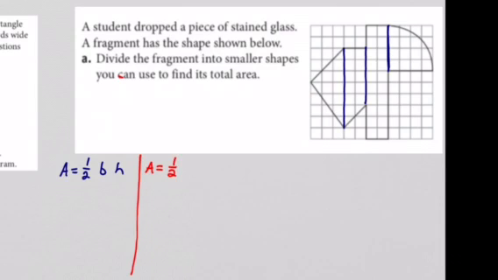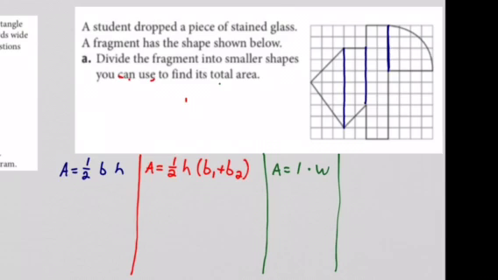Area equals 1/2 height times base 1 plus base 2. Third shape is going to be the rectangle. So area equals length times width. And the last shape is going to be the quarter circle. So that is area equals 1/4 times pi times r squared.